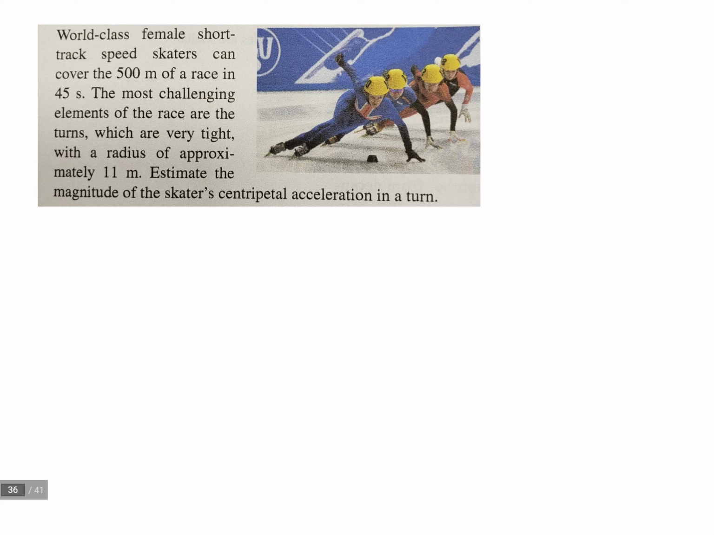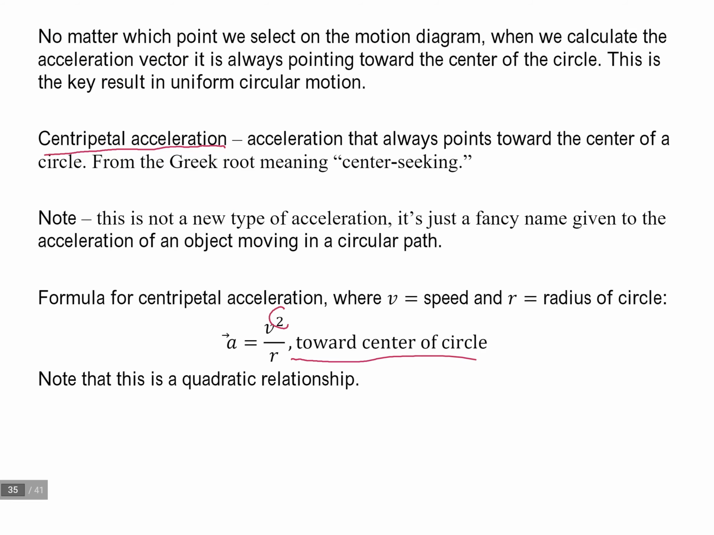If you've ever watched speed skating, it's crazy how fast these people go around those corners. Estimate the magnitude of the skater's centripetal acceleration in a turn. So we just saw this formula here. I'll show it to you again. Acceleration equals v squared over r. And the acceleration is directed to the center of the circle, okay?